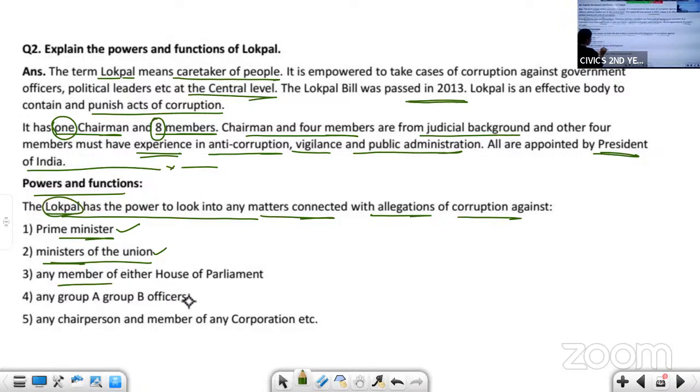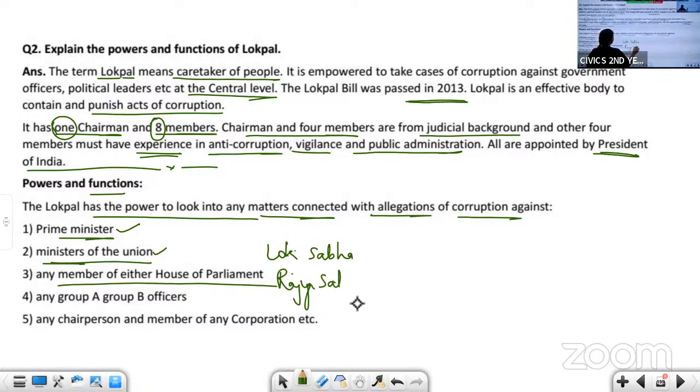Any member of either house of the parliament, that is, any member of Lok Sabha or Rajya Sabha. If there are allegations of corruption against him, then Lokpal will take up those cases.